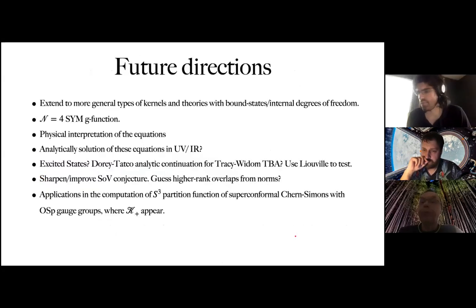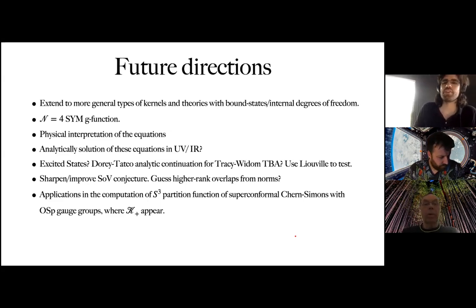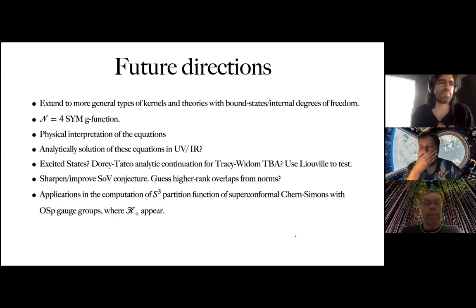So let me end with some conclusions. For the future, of course, what we'd like is to extend this to more general types of kernels and theories that contain bound states or internal degrees of freedom. In particular, the ultimate goal, and this was the real motivation for our work, was to end up in N equal to 4 G function, where I think we all would like to have some formulation in terms of functional equations, either TBA or some more sophisticated methods. If we can formulate a G function as an integral equation of TBA type, that's certainly a very, very big gain.